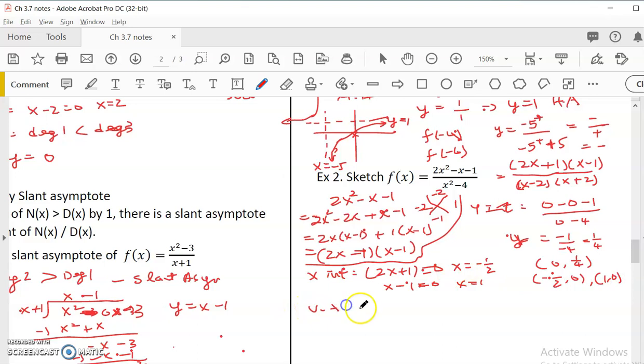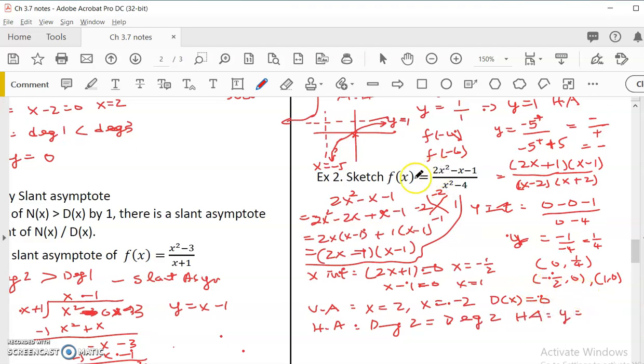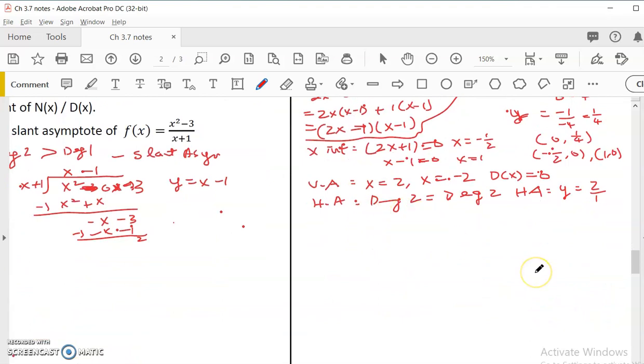So now we're going to do the vertical asymptote. The vertical asymptote is for when the denominator is equal to 0, excluding common factors. We don't have any common factors. So it's x equal to 2, x equal to -2. What's the last one? Horizontal asymptote. For the horizontal asymptote, we don't look at the factored form. We look at the original one. Both are degree 2. Degree 2 equals degree 2, so they go to infinity at the same rate except for the coefficient, so it's 2 over 1. So y equal to 2 is the horizontal asymptote.